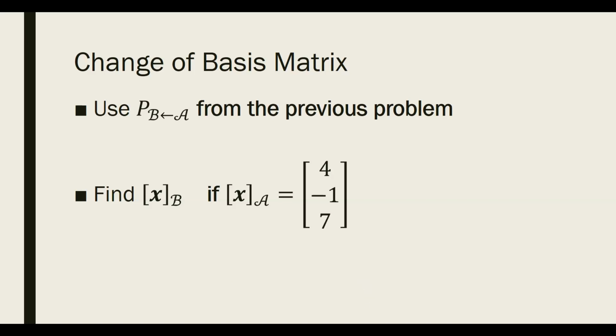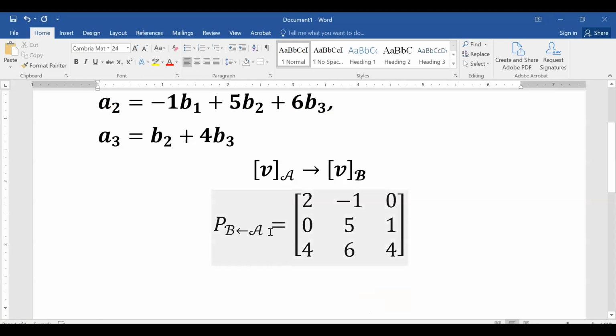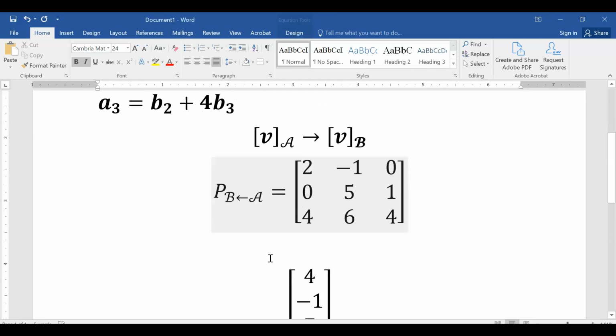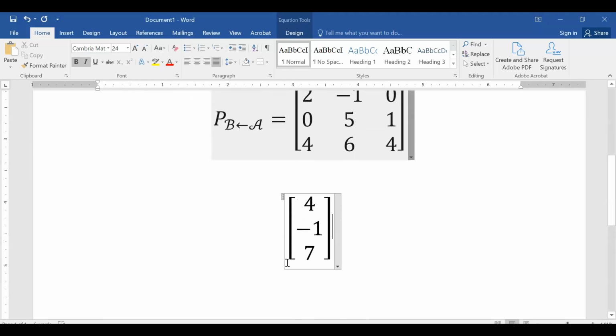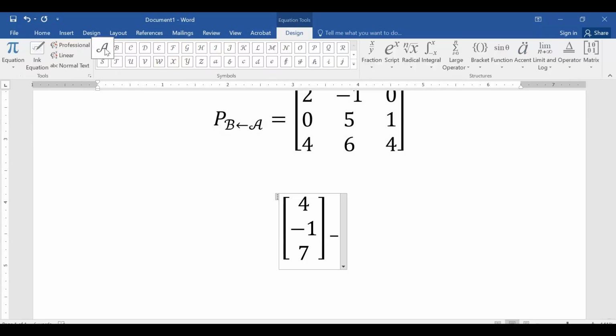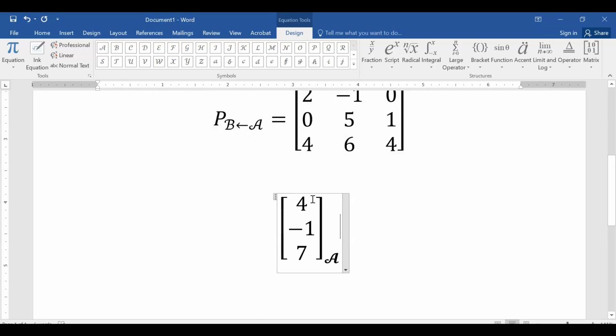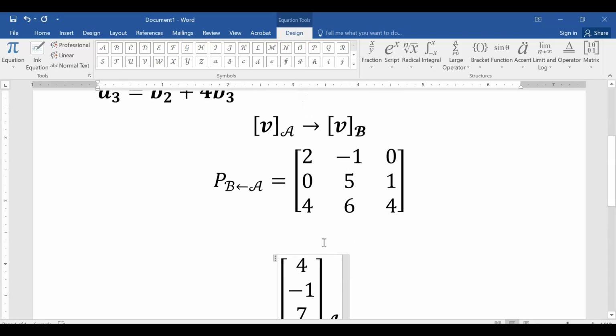Okay, so we're going to try this. We take this matrix that takes a vector with respect to basis A and translates it to a vector with respect to basis B. So all we have to do is say, well, our 4, negative 1, 7, that was with respect to basis A. We want a vector with respect to basis B. Again, I'm kind of abusing the notation here, but it lets me keep track of what's happening.